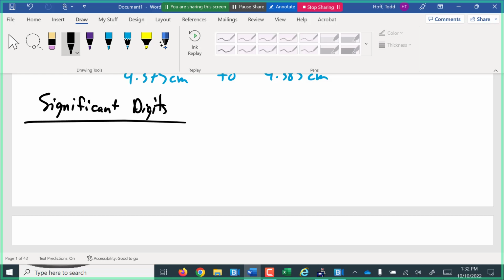Anybody in the group had either chemistry or physics? A couple of you? Okay, so if you've dealt with physics or chemistry, you've probably heard significant digits, and you probably didn't care much for them.